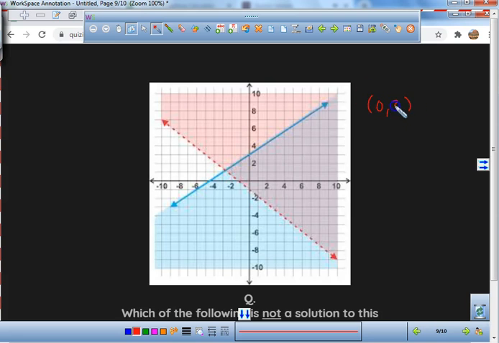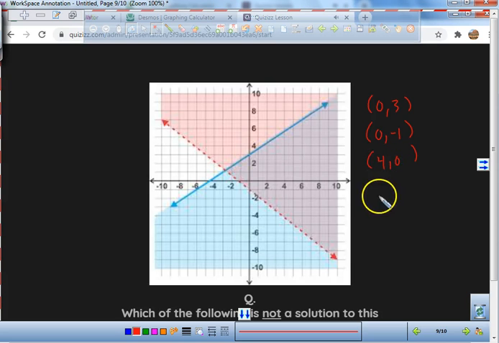What is it? 0, 3? What's another one? 0, -1? What's another one? 4, 0. And the last one? 6, -2. All right, so 0, 3.